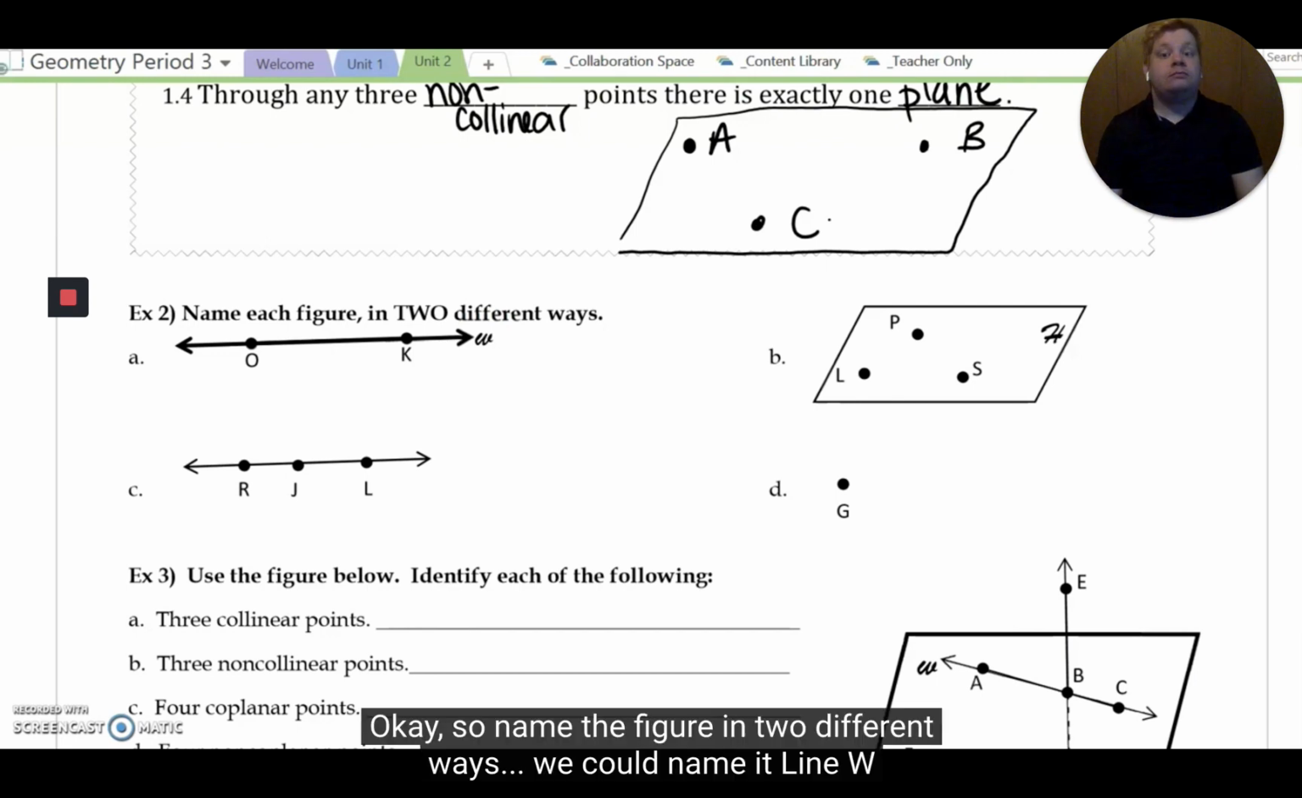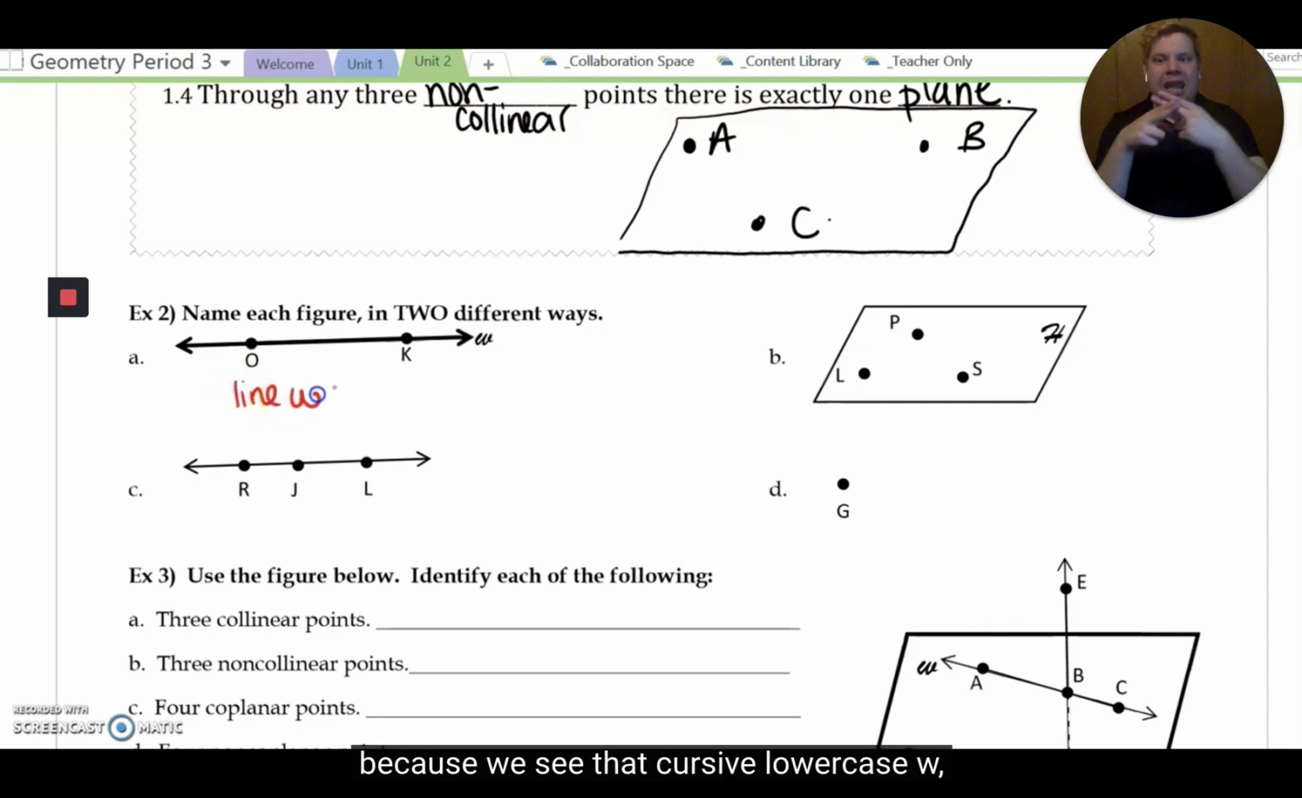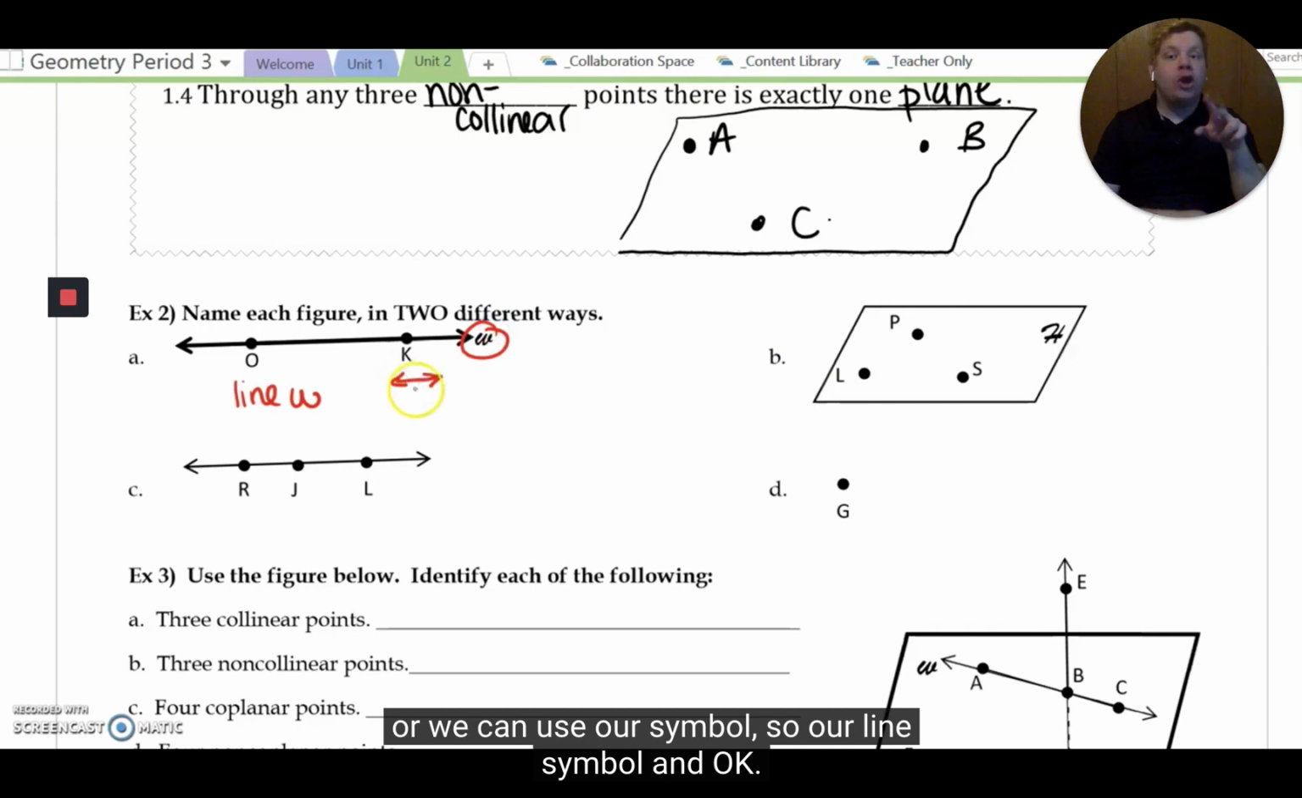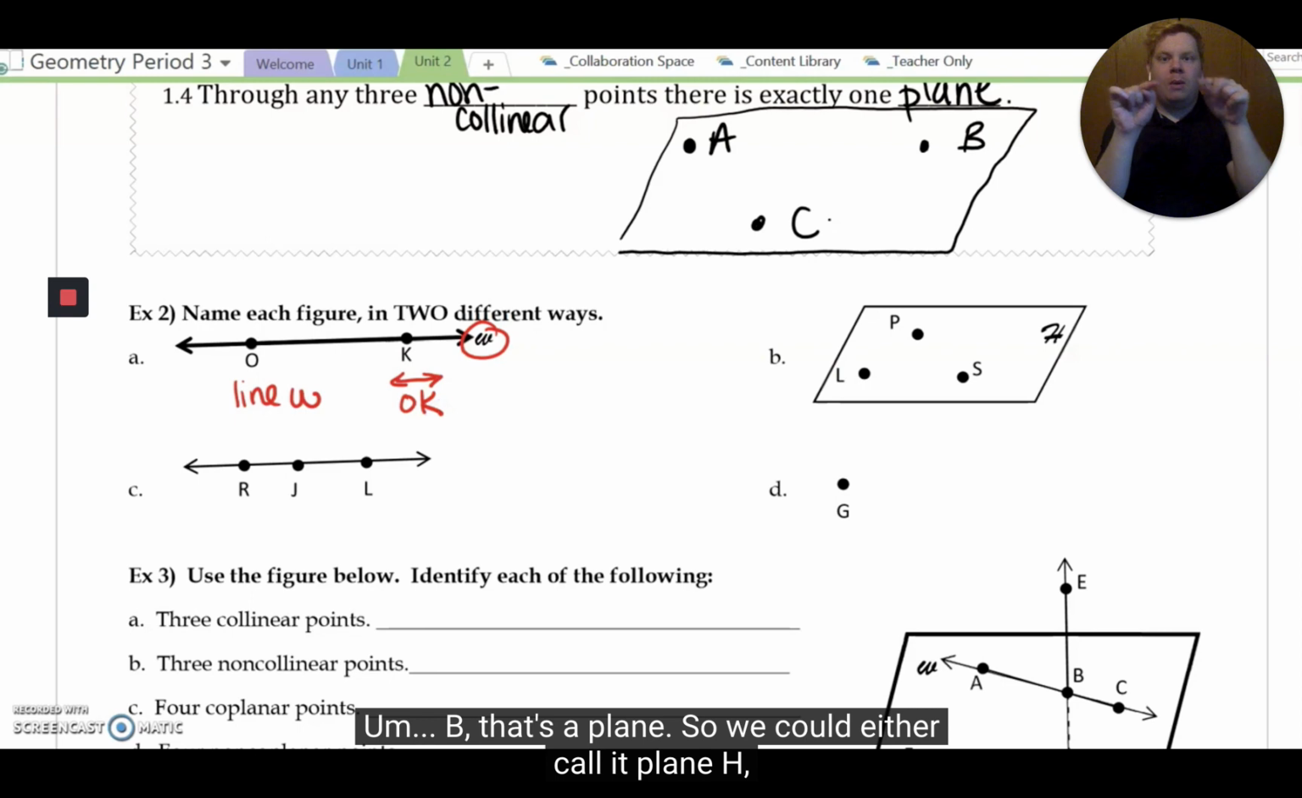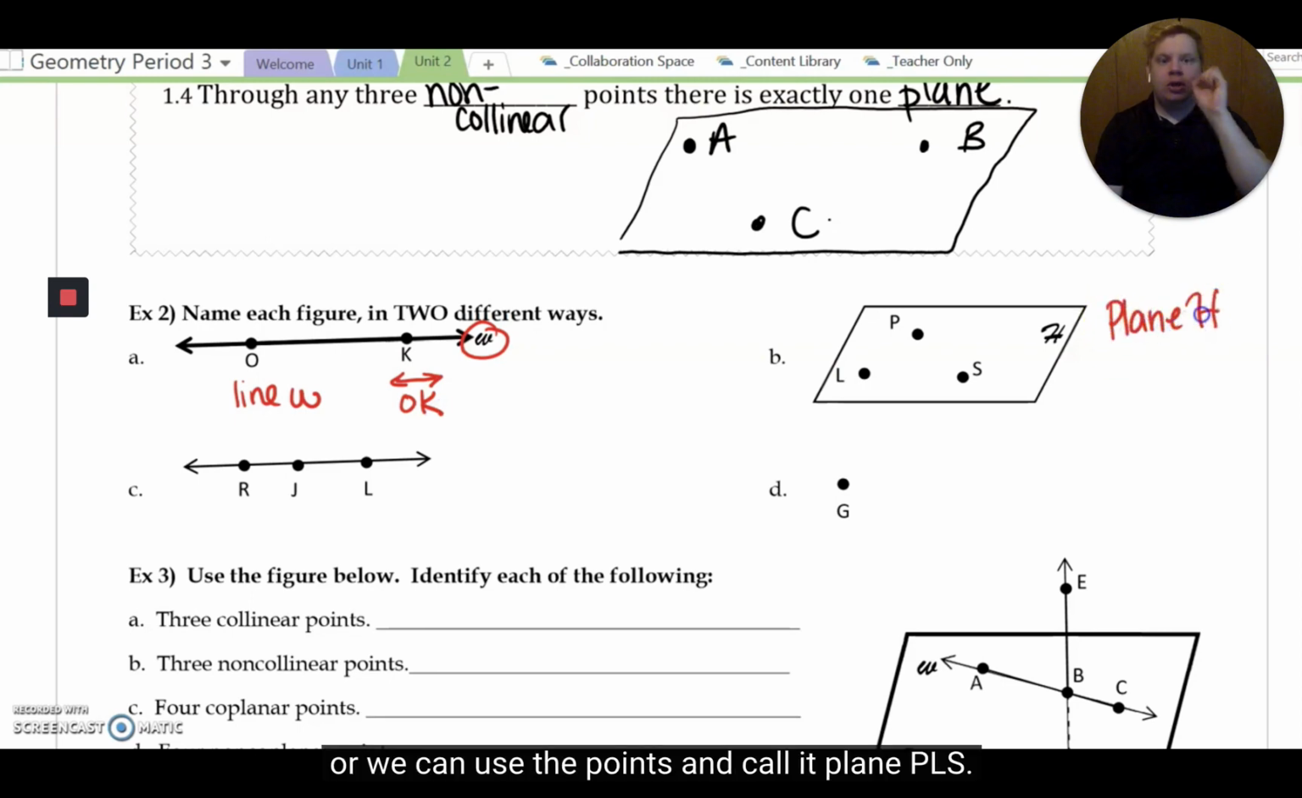Okay, so name the figure in 2 different ways. We could name it line W, because we see that cursive lowercase w, or we can use our line symbol, and OK. B, that's a plane, so we could either call it plane H, or we can use the points and call it plane PLS.